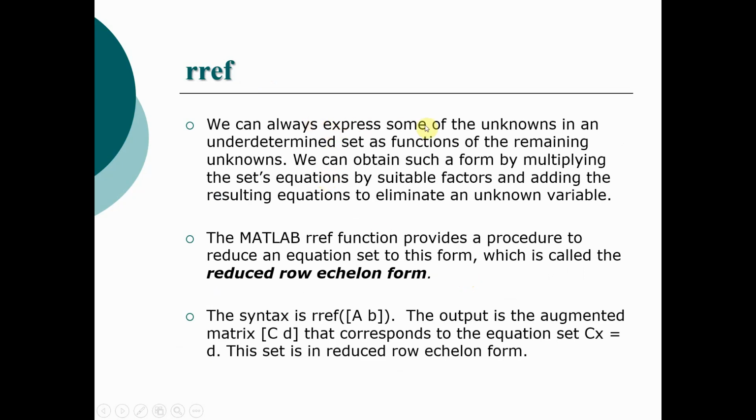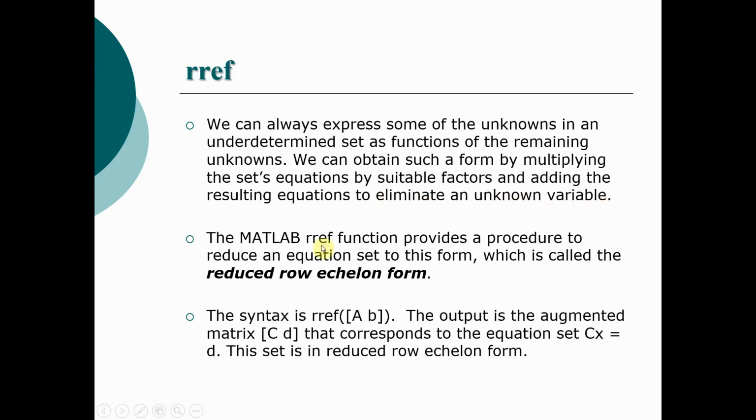We can always express some of the unknowns in an underdetermined set of equations as functions of the remaining unknowns. You saw that over there we could express b2 in terms of b3. We can obtain such a form by multiplying the set's equations by suitable factors and adding the resulting equations to eliminate unknown variables.